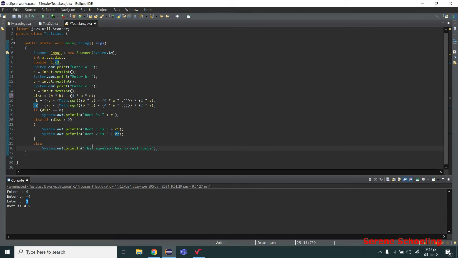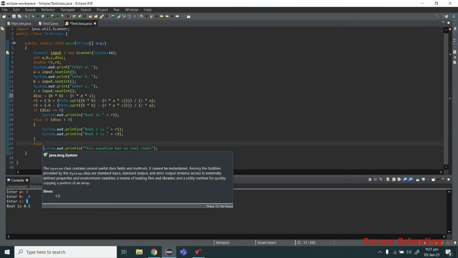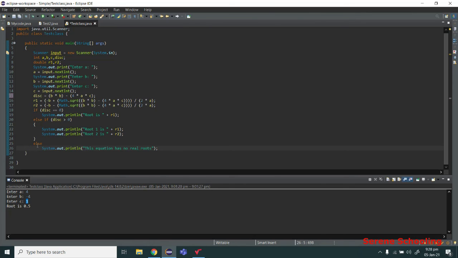But in the else case, where the discriminant is negative, else covers all other cases excluding the if and else if cases. We have covered the 0 case, and we have covered the greater than 0 case. So the only case that is left is less than 0. We can simply write else instead of adding another else if, since it covers all other cases, which are negative values. So this was the program.